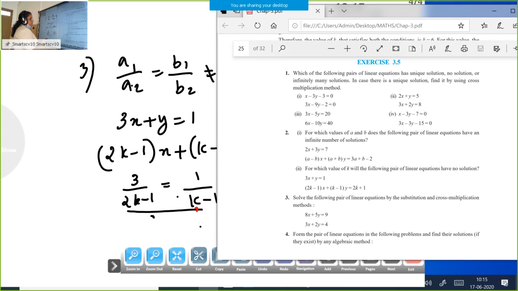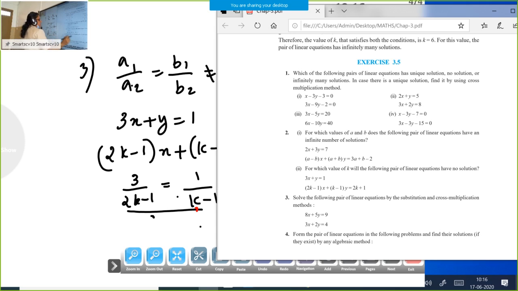Then next question. Solve the following pair of linear equations by the substitution and cross multiplication method. Use two methods. Substitution method, find the answer and verify using the cross multiplication method. This question number 3 is homework. Then pass on to the next question.